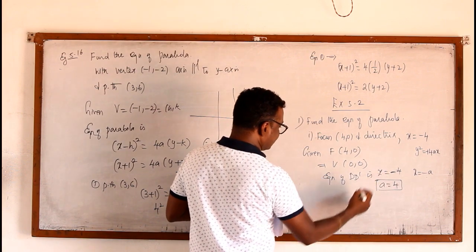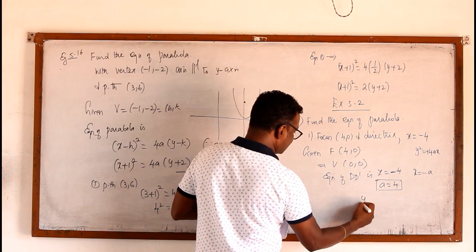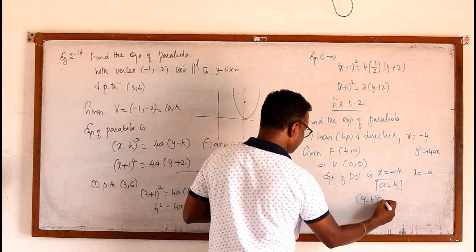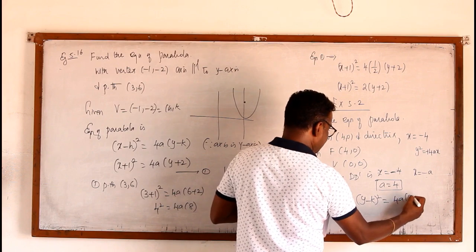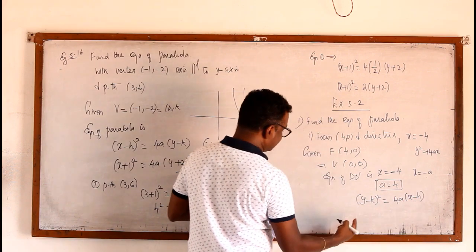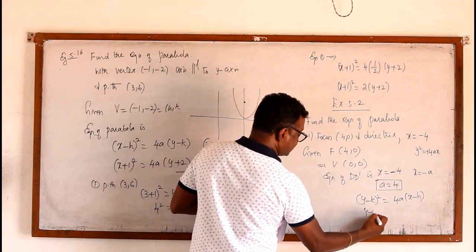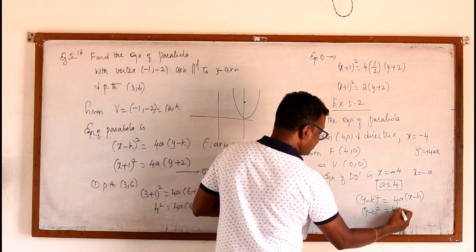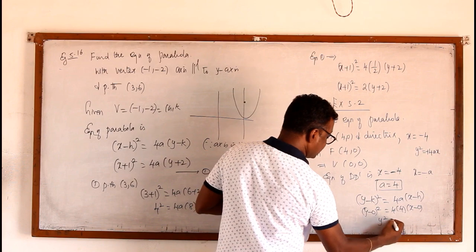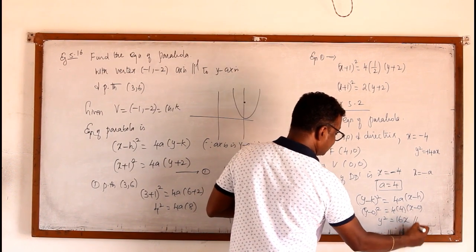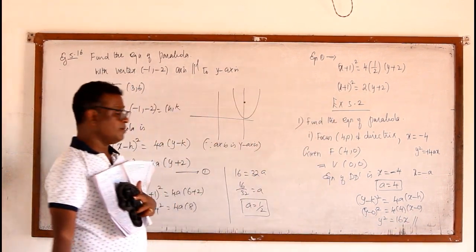But we can write the equation of parabola as x means y, so (y minus k) the whole square equal to plus 4a into (x minus h). That's all. (y minus 0) the whole square equal to 4 into 4 into (x minus 0). So y square equal to 16x. This is the equation of parabola.